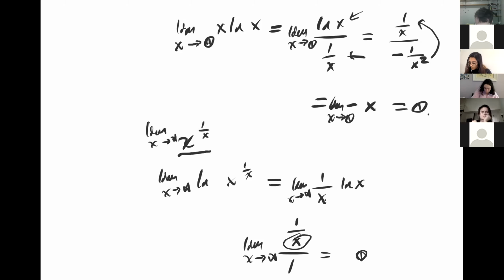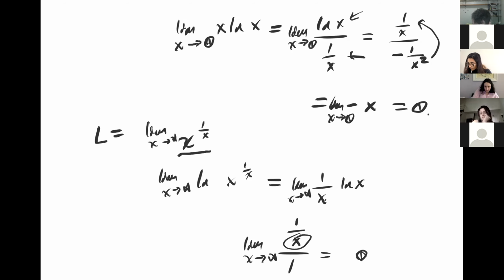So call the limit L. Say that this thing is equal to L. What we just computed is ln of L, okay? So log of L, and we got that that's 0. So then raising to the e, we get L is equal to 1. Okay? So hopefully that made sense.